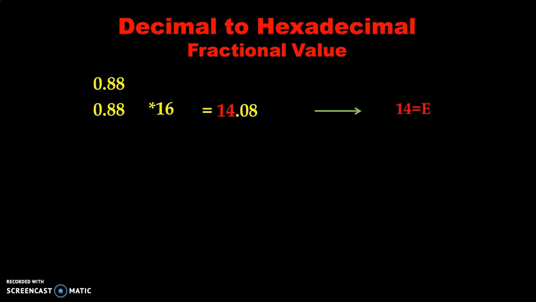So 14 we have taken aside. 14 is equal to E. Again, you should always remember A, B, C, D, E, F. That is 10, 11, 12, 13, 14, 15. So 14 is equal to E.